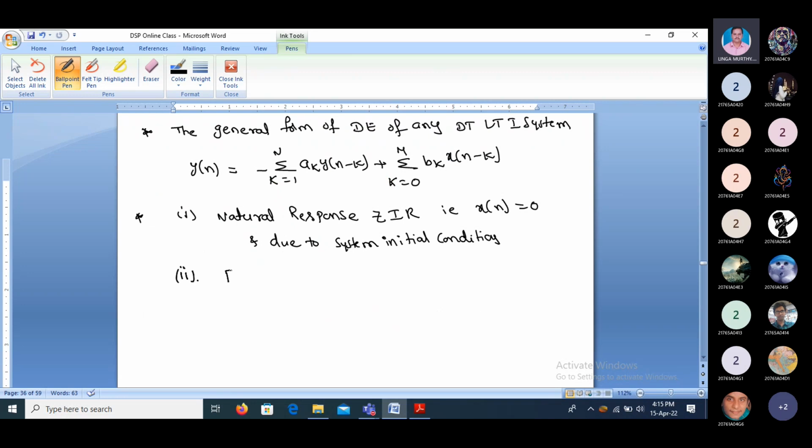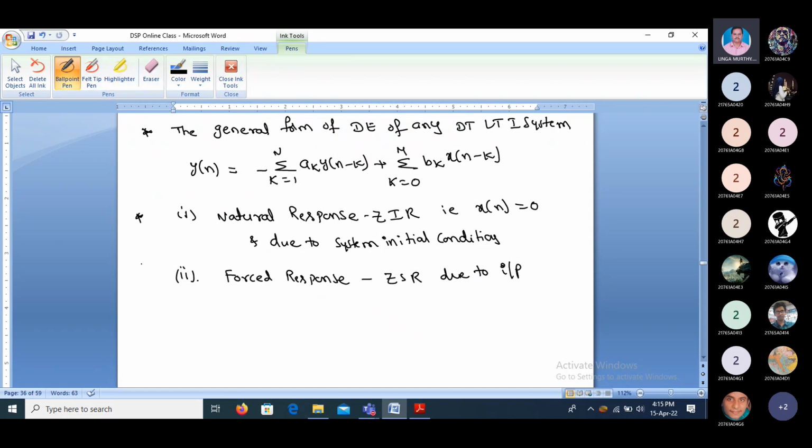The second one is the forced response. Another name for the forced response is the zero state response, which is obtained due to the forcing function, that is the input. It will be obtained due to the input only. So these are the main solutions of the LCCDE using the difference equation concept.